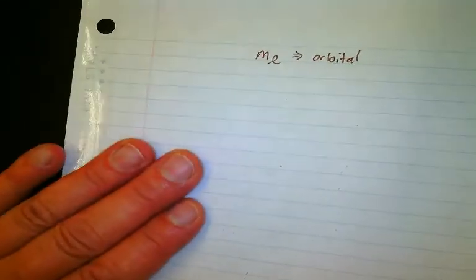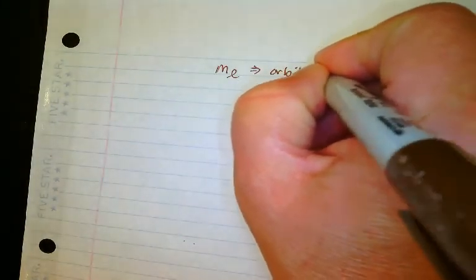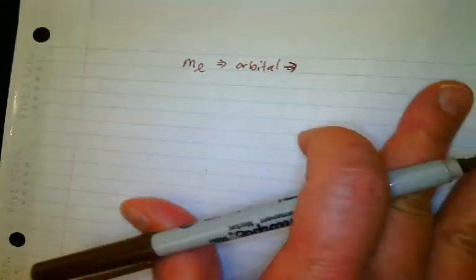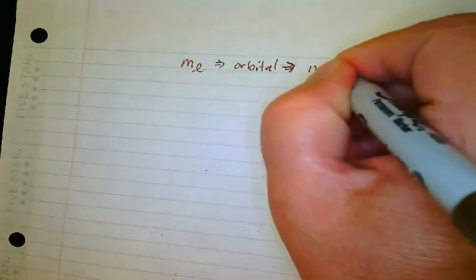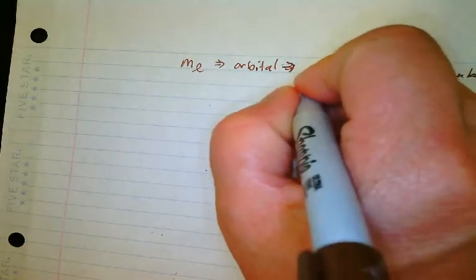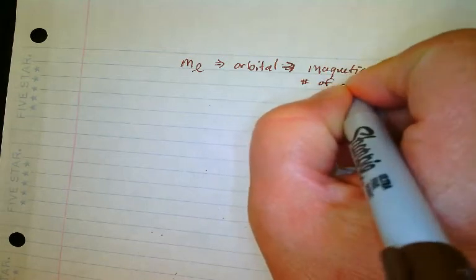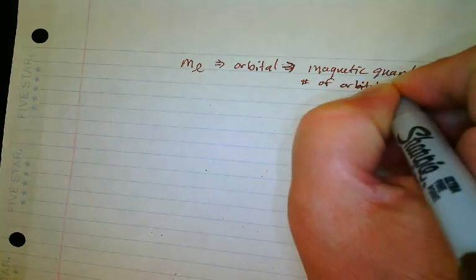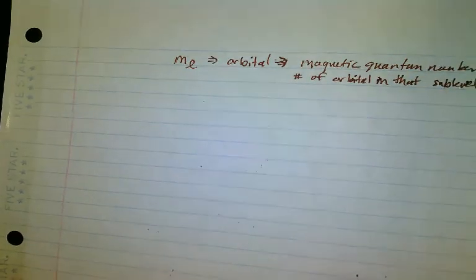So, how do you figure out what L is? First of all, let's tell you what L is called. There's a name for M sub L, and that is called the magnetic quantum number. And what it is, it's the number of orbitals in that sublevel. Okay? And we learned that.